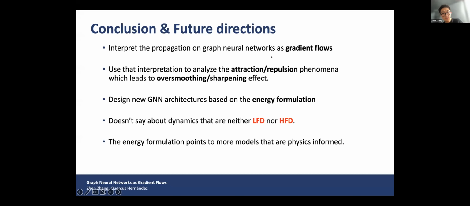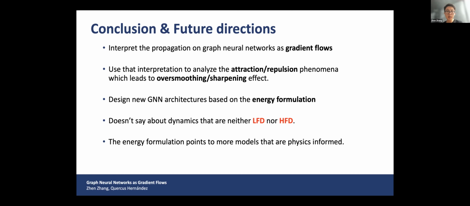And finally, we want to talk about the conclusion and possible future directions. So basically, in this paper, they interpret the propagation on graph neural networks as gradient flows, and they use that interpretation to analyze the attraction and repulsion phenomena, which leads to over-smoothing or sharpening effect. And they design new graph neural network architecture based on the energy formulation.